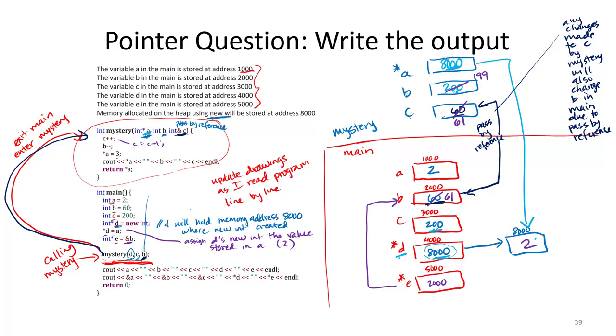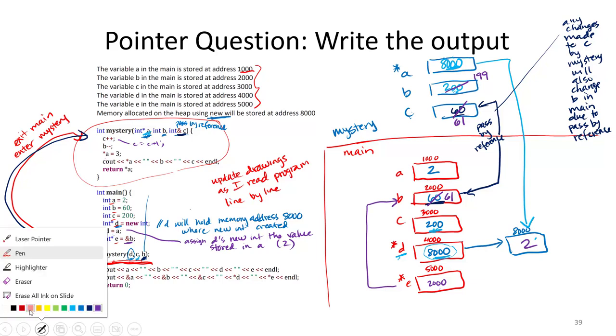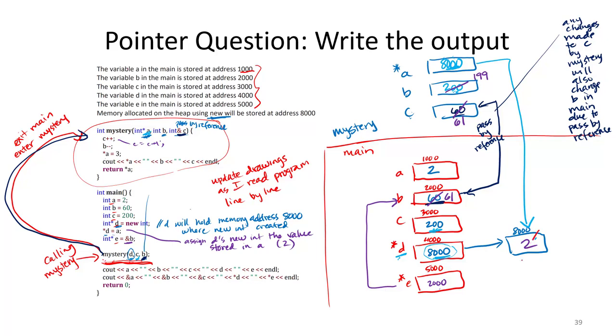Next, asterisk A equals 3. So remember what that means is I'm going to go where A points. So I'm going to go where pointer A points and update that value to be 3. So because my pointer A was pointing at memory address 8000 back in main, that pointer A can go in and change my data inside main to store the value 3.